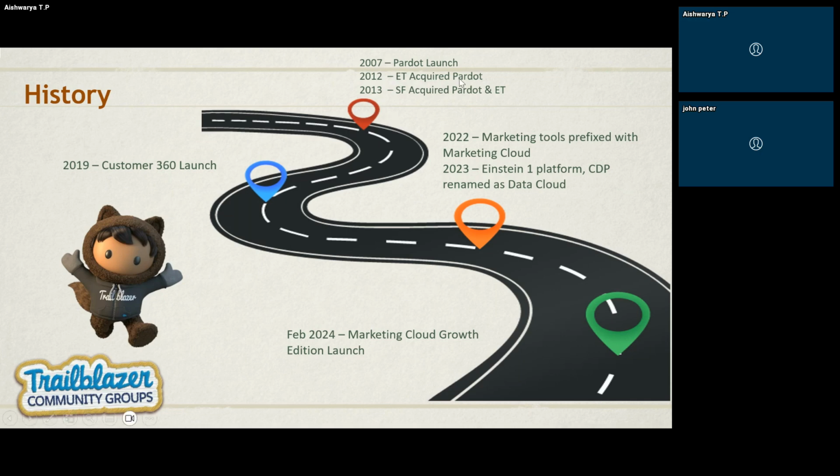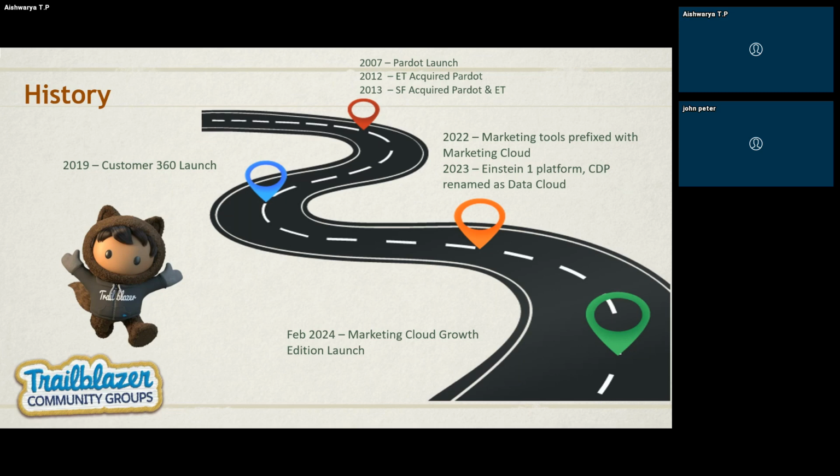Then right away we'll jump into 2022. That is when the confusion started. All the marketing tools were prefixed with Marketing Cloud. Earlier the names were Pardot and ExactTarget, and later on ExactTarget was changed to a different name because Salesforce acquired it. The name was given as Salesforce Marketing Cloud, and Pardot was the same. The Pardot name did not change; only ExactTarget was changed to Salesforce Marketing Cloud, because it was acquired by Salesforce.